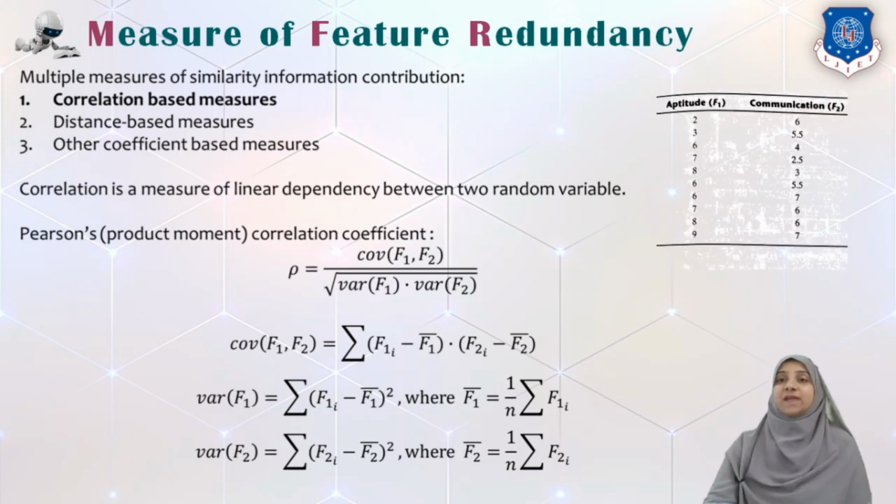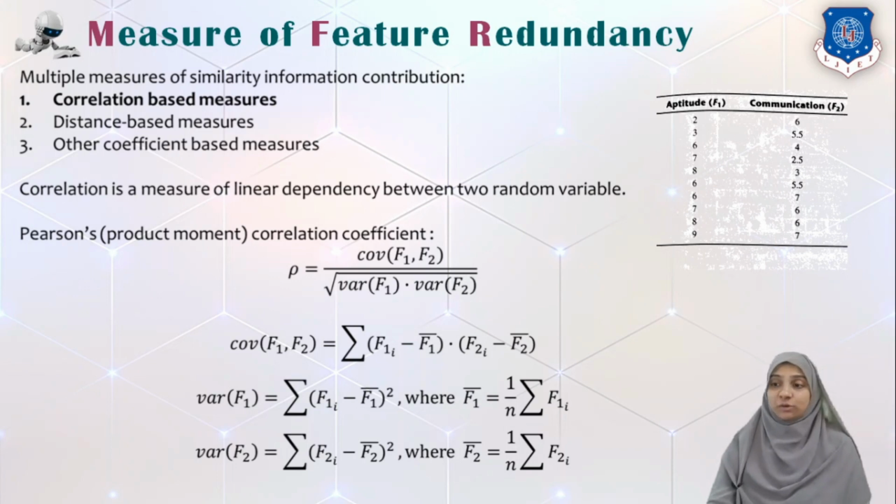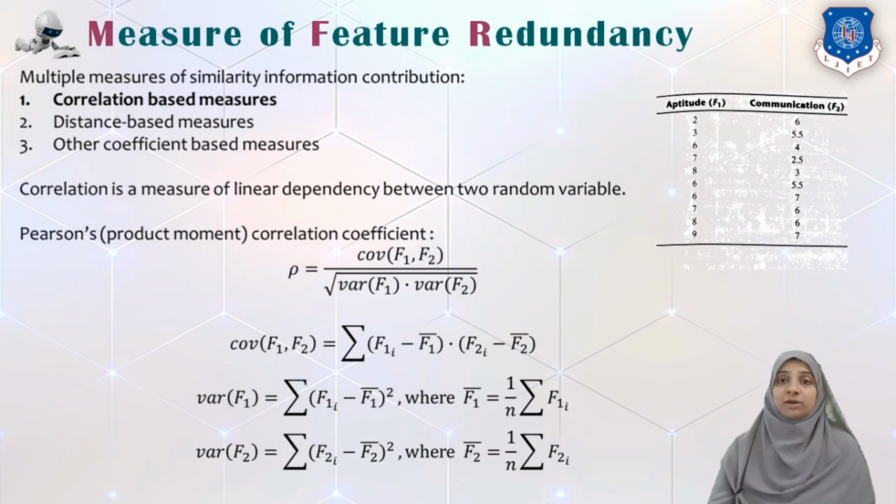Say for example, we have feature 1 as aptitude and feature 2 as communication. If I want to calculate its Pearson correlation coefficient, I want to find out whether they are having some correlation or not. Increasing one value whether decreases another, or increasing one value also increases another, or they are irrelevant to each other. I have to find out with the help of Pearson's correlation coefficient.